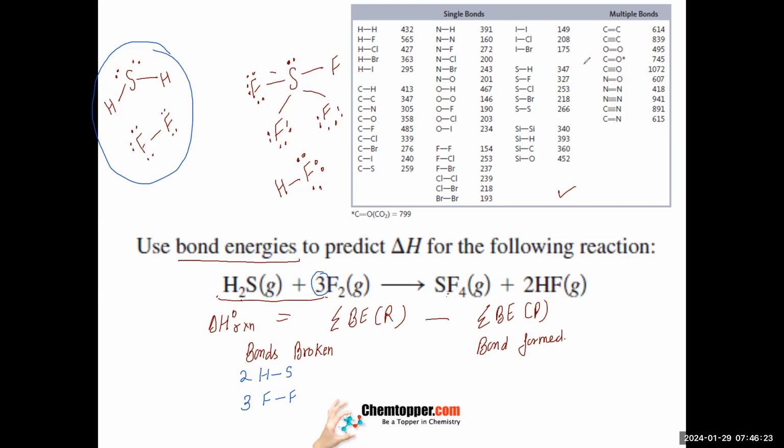Then you have to pick up the values from here and plug in the values. Tell me the bonds formed. Bonds formed.